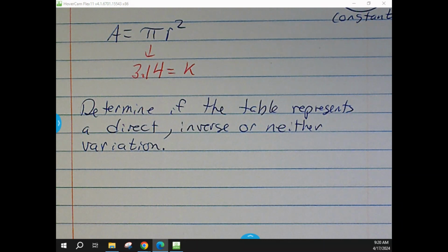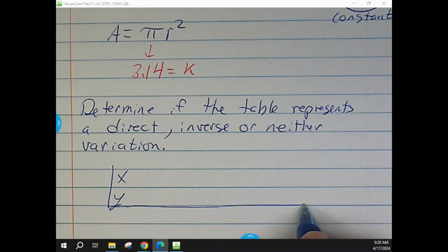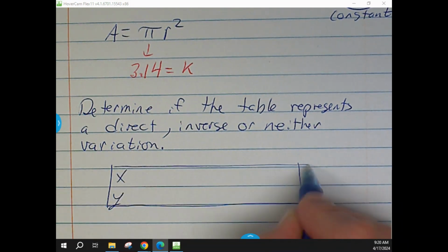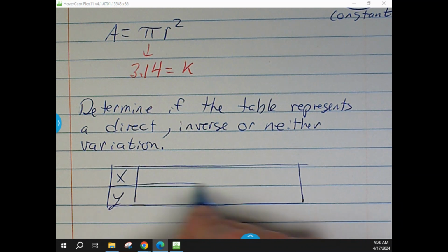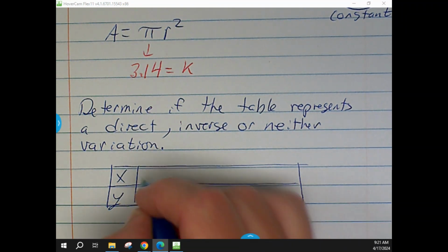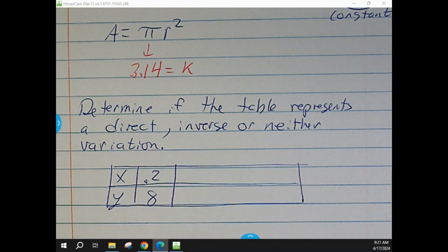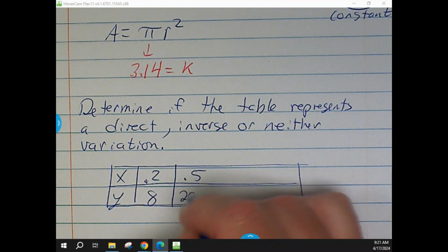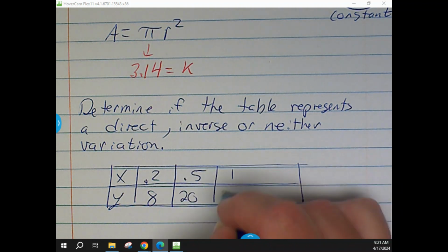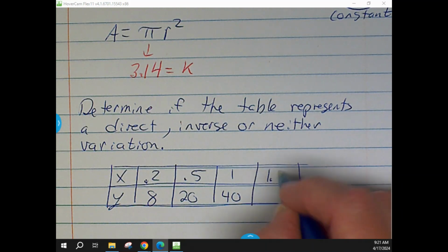So let's do this one. So let's say that we've got a table of values this time. Let's go X and Y. Let's go with, I know y'all love decimals. Let's go with X is 0.2 and Y is 8. X is 0.5 and Y is 20. Let's go 1 and 40. 1.5 and 60.